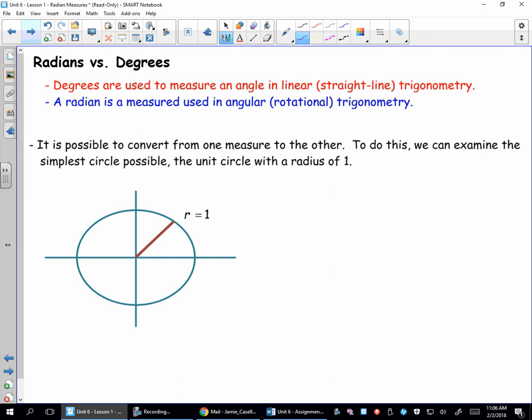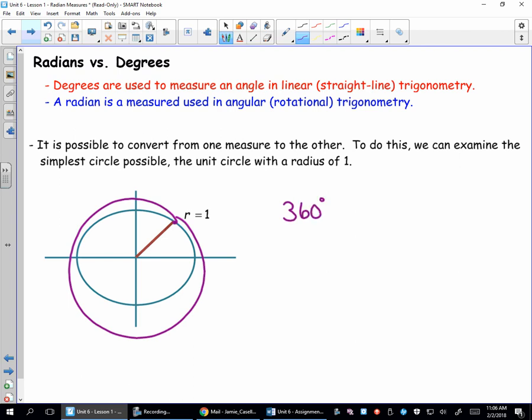To convert from one to the other, which we do sometimes, we examine the simplest circle possible. Think about a circle of radius 1. That's a pretty easy circle to work with. What do I know about this circle in terms of degrees? Well, I know if I started here and went all the way around, that would be 360 degrees.